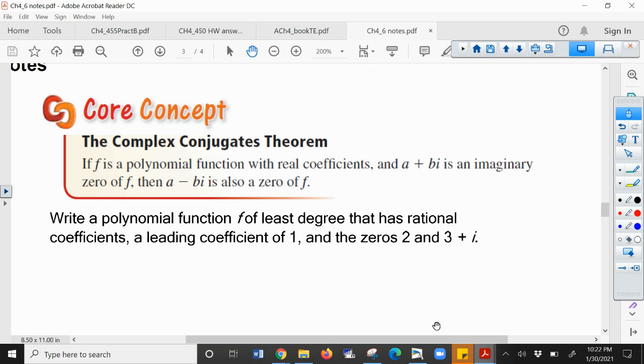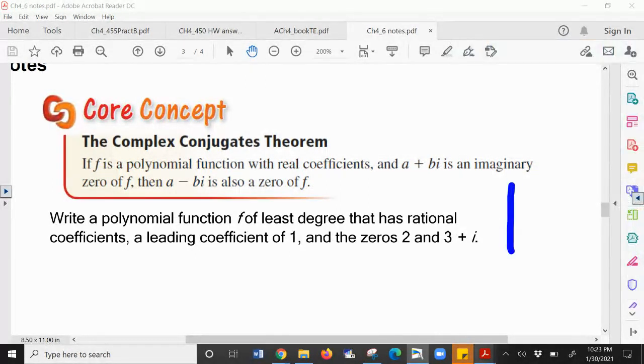So this is the second half of the 4.6 notes, and it's going to be very similar to what we did with conjugates with irrational numbers before in section 4.5. So the complex conjugate theorem says if a polynomial function has real coefficients, I think last chapter it said if it has rational coefficients. It says it has real coefficients and a plus bi is an imaginary zero of f, then so is its conjugate a minus bi.